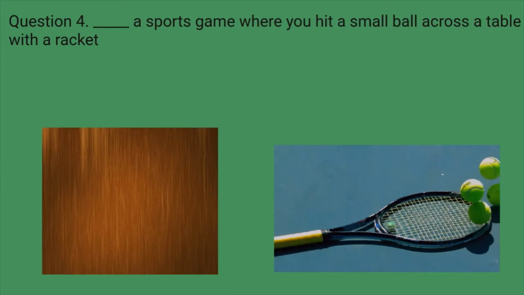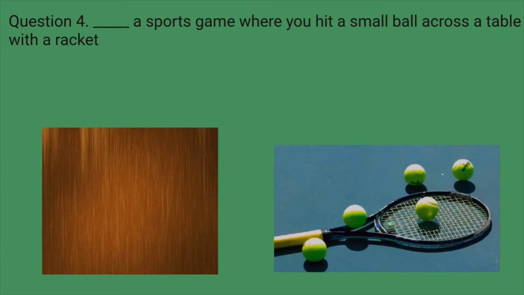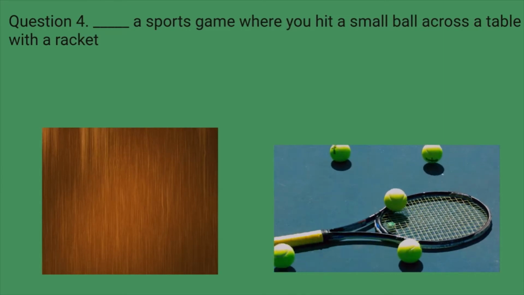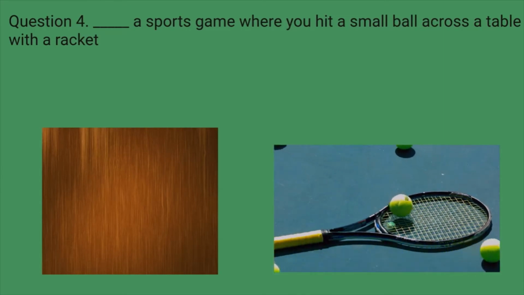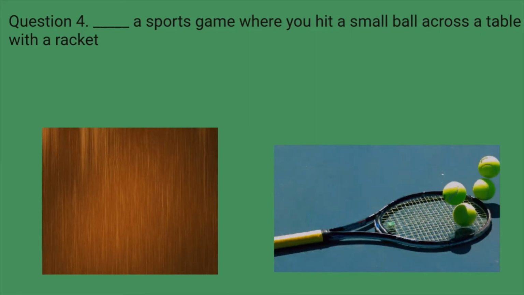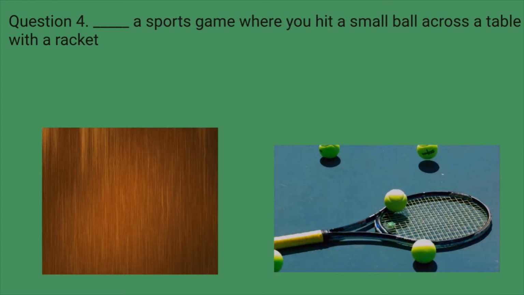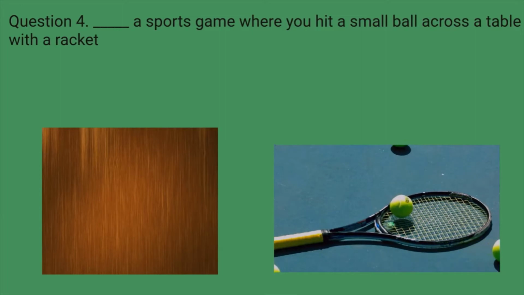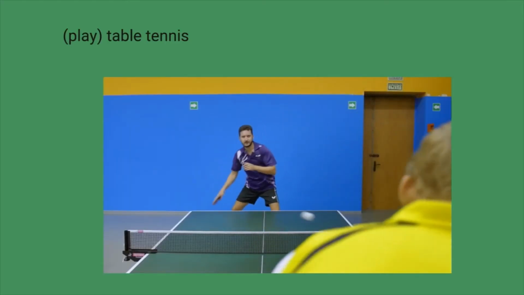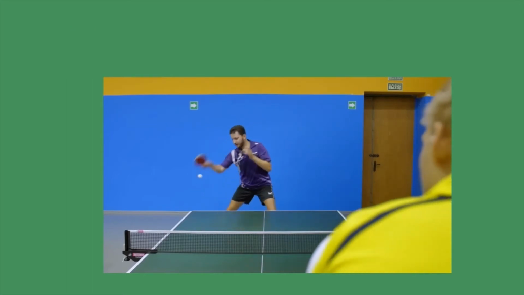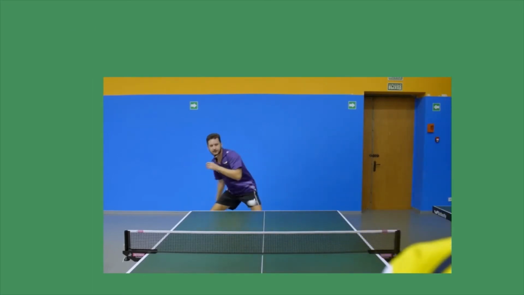Okay, so now let's move on to question 4. Okay, so here the definition is a sports game where you hit a small ball across a table with a racket. Right, so a small ball and a racket, it might be tennis, but we have to play it on a table. So what game do we play on a table with a small ball and racket? Let's think about it. We should write table tennis. Table tennis is a game we play with a small ball and a racket across a table.